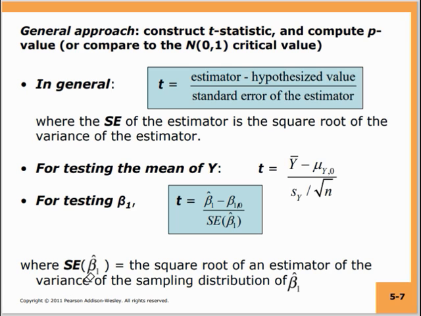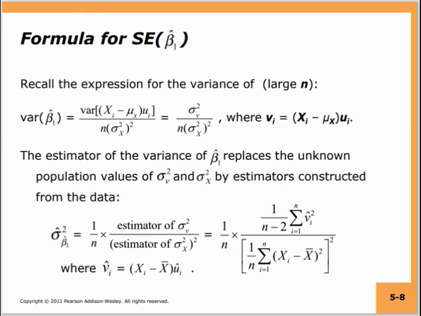And what is the standard error of beta 1 hat? The standard error of beta 1 hat is the square root of an estimator of the variance of the sampling distribution of beta 1 hat. Just like the square root of the variance is the standard deviation in the earlier case, here also we are looking at the square root of the variance of the sampling distribution of beta 1 hat. So the formula for the standard error of beta 1 hat is given like this.